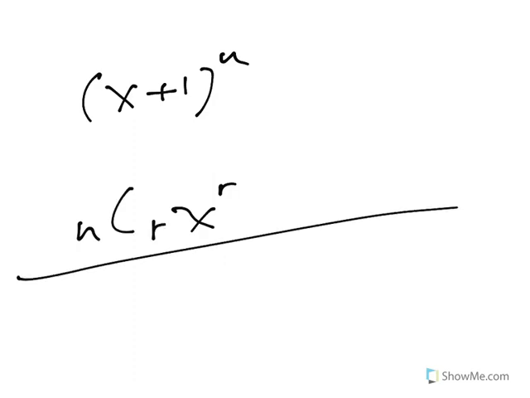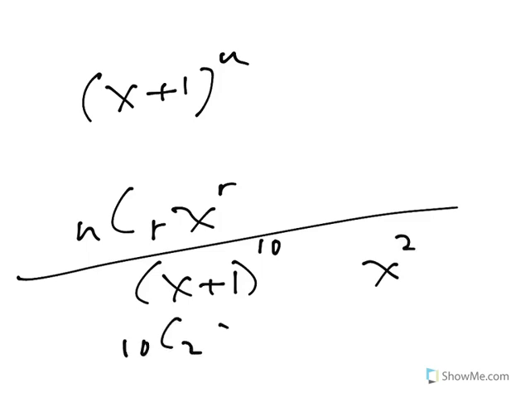In general, if I have x plus 1 to the n power, the x to the r power has a coefficient of n choose r. So if I say x plus 1 to the 10th power, and I want to know the x squared term, it is going to be 10 choose 2 times x squared.